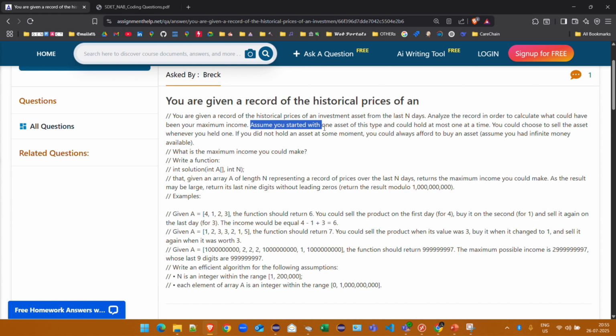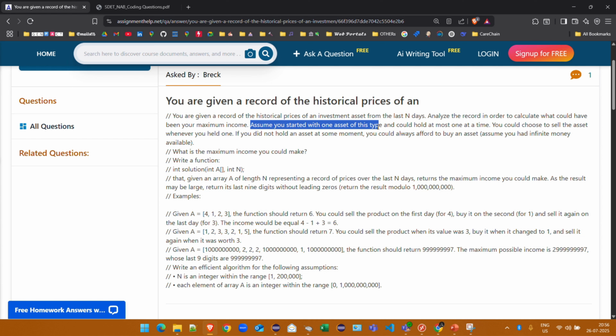Okay, assume you start with one asset of this type. So that means you have one asset already with you. That means one share you already have and could hold at most one at a time. You can have one share at a time only. Okay, so this problem can be further changed to make it more difficult. You can have multiple shares, or a limited amount of money could be given. But for the problem at hand today, you have one asset at the time.